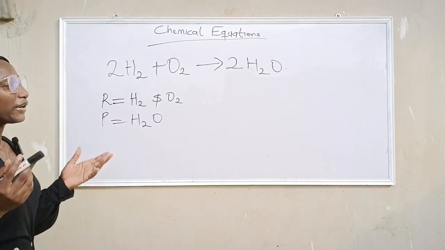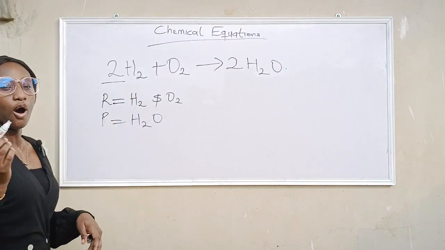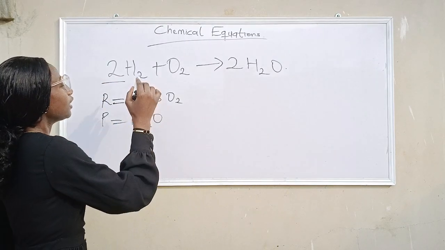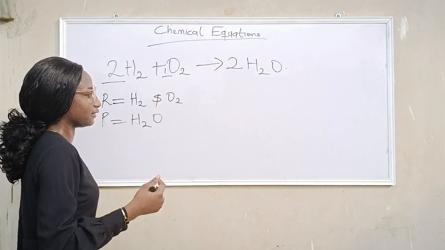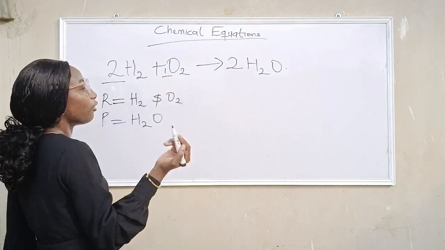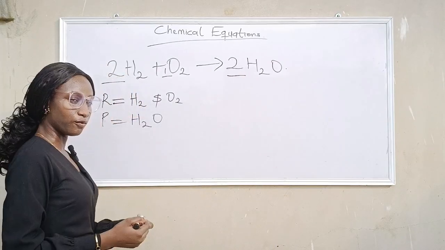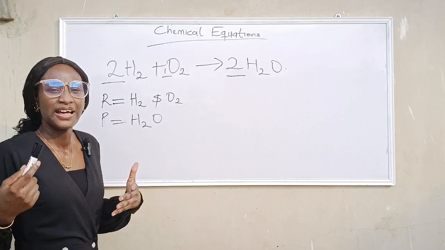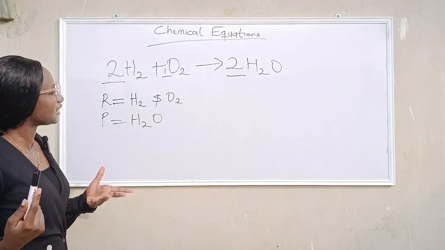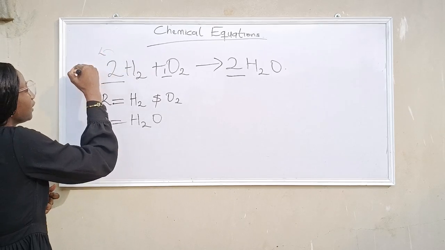And we can also tell the amount. We can see that 2 moles of hydrogen molecule is reacting with 1 mole. It's just invisible, okay? One is invisible. So 1 mole of oxygen molecule to give us 2 moles of water. So you might be wondering, how do we get this number? How do we come about these coefficients? Because they are called coefficients, okay?